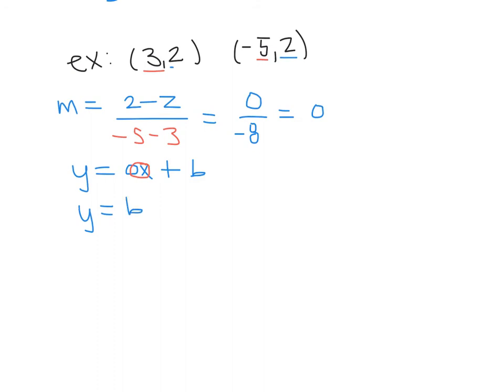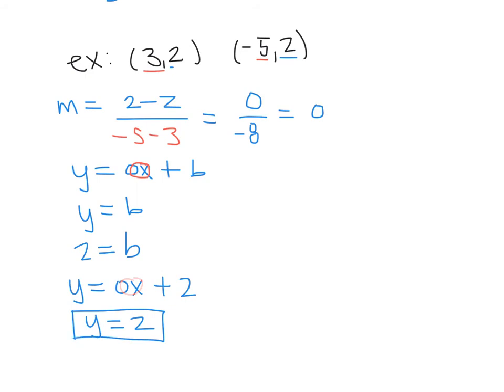So to solve for b, we're going to replace y with the 2 from the points, and we get b equal to 2. So the equation of our line is y equals, I'll just do this again, 0x plus 2. Well, this 0x is just 0, so we don't need to write that at all. We just write y equals 2. Let's look at a graph.